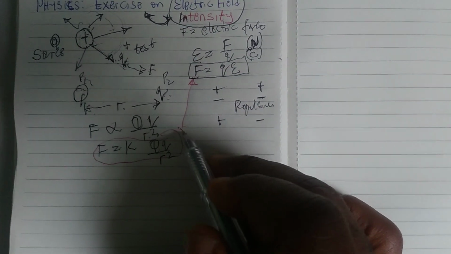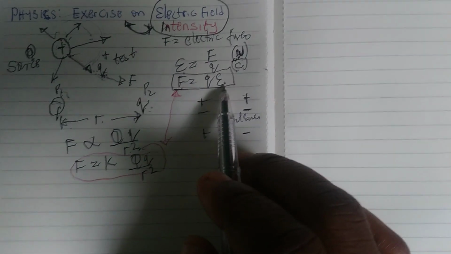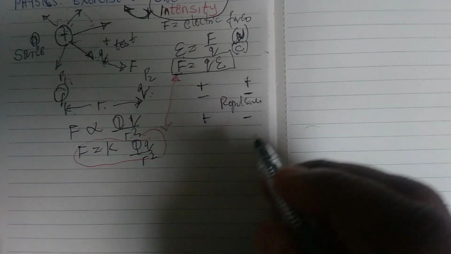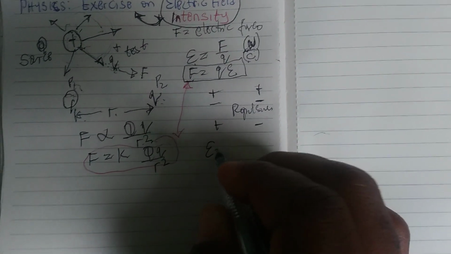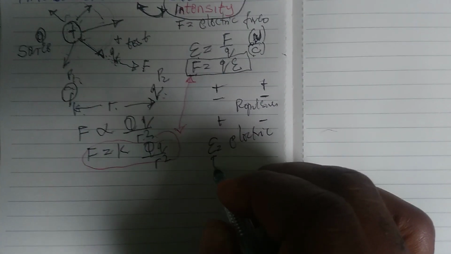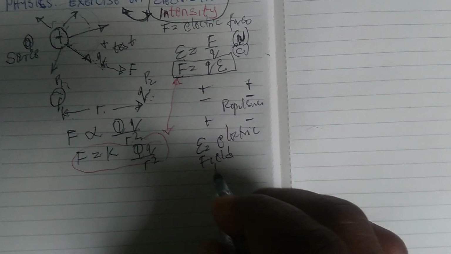So I now have two formulas for electric force. The first formula, like we derived the other time, is electric force equals electric charge times electric field intensity, F equals QE. Please take note, E is the electric field intensity.